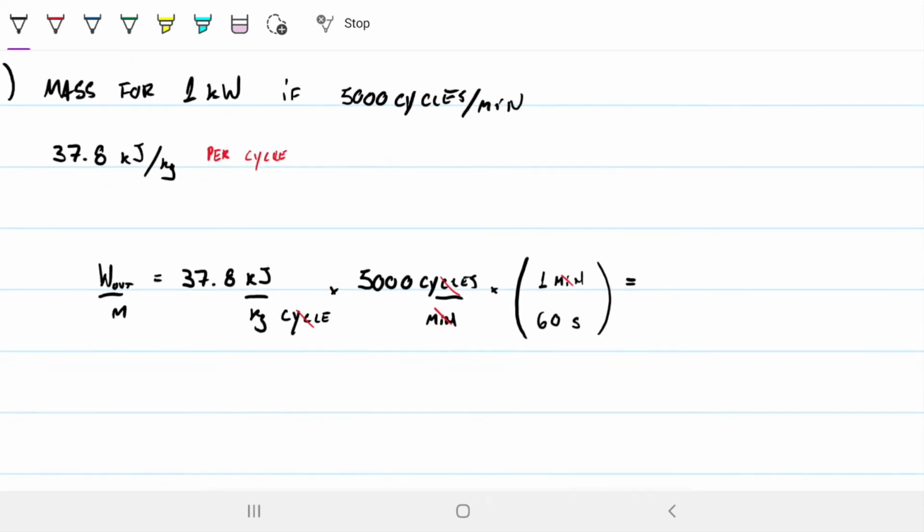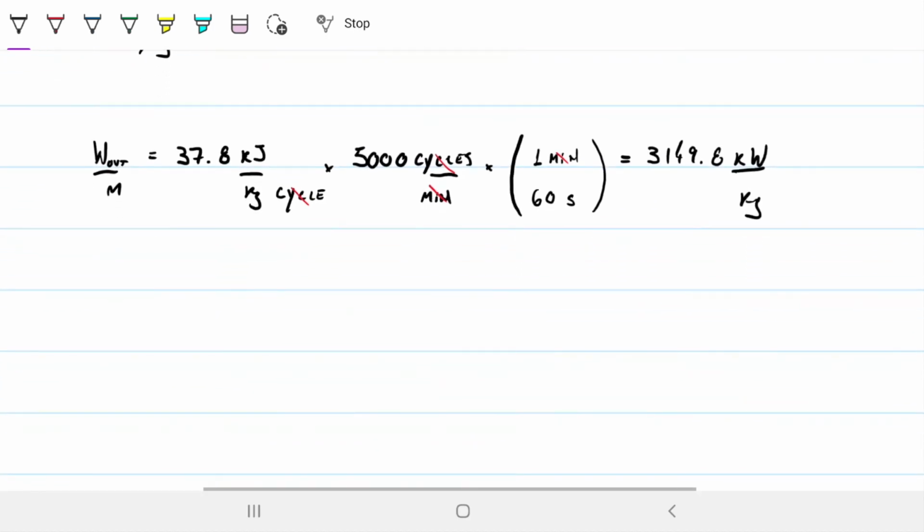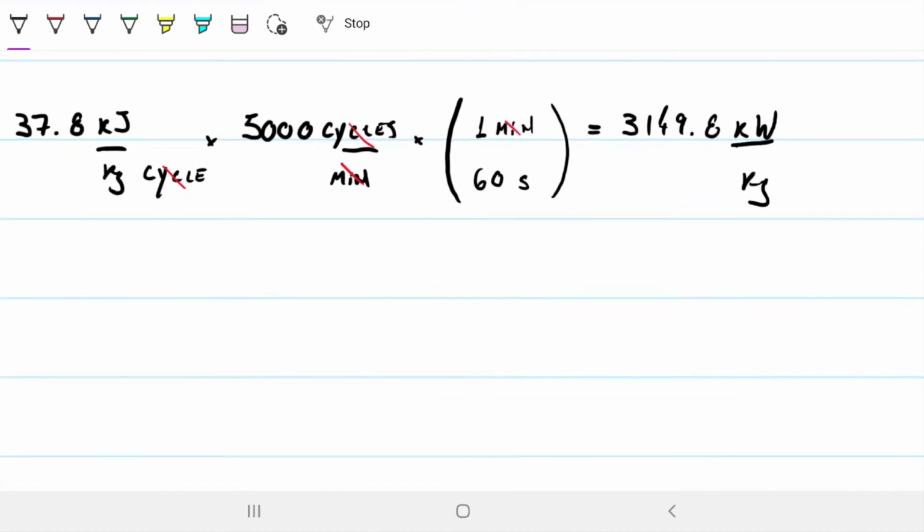This turns out to be 3,149.8. This is kilowatts, which is kilojoules per second, divided by kilograms. And my question is precisely how much do I need to get 1 kilowatt? So if 1 kilogram gives me all this amount of kilowatts, if I want just 1 kilowatt, I just need to flip this and see how many kilograms I'll need for that, right?